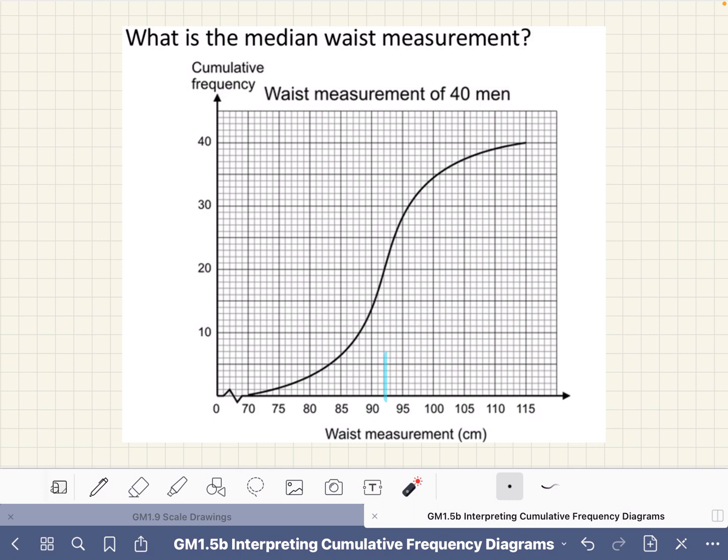Okay, so in the title we are told that this has given us the waist measurements of 40 men. We haven't got a bigger number above the 40 on the y-axis to trick us, so this is simply a case of looking for the median position to begin with by seeing what happens when I split this y-axis into two parts, okay?